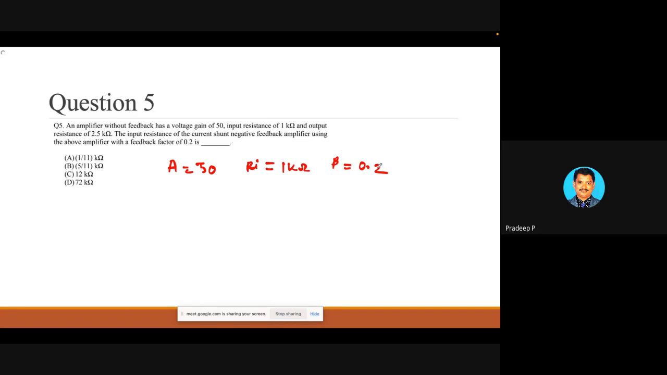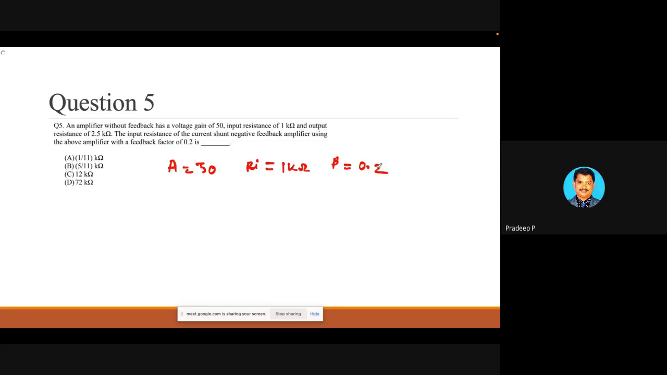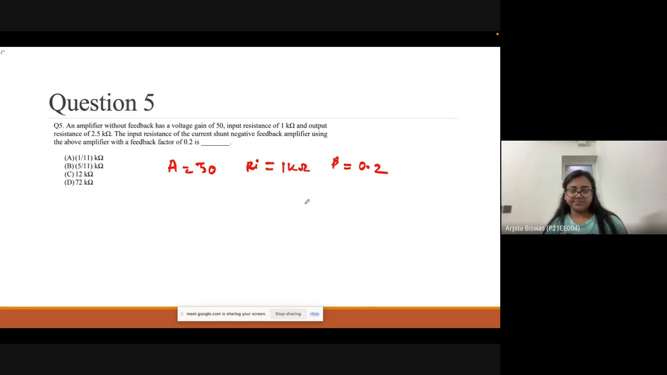Madam, 1 by 11 kilo ohm. Okay, can you explain a little bit? Yes, madam. It is a current shunt negative feedback amplifier. On the input side it is shunt, so the input resistance is divided by 1 plus A beta. So Ri by 1 plus A beta, which is 1 kilo ohm by 1 plus 50 into 0.2. So our input resistance with feedback is equal to Ri by 1 plus A beta.